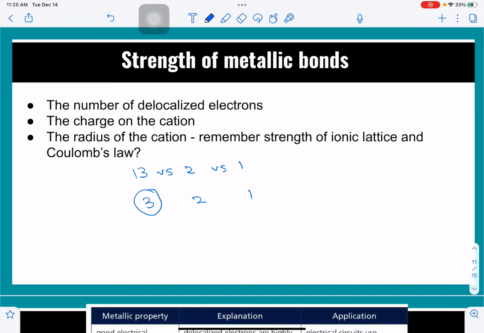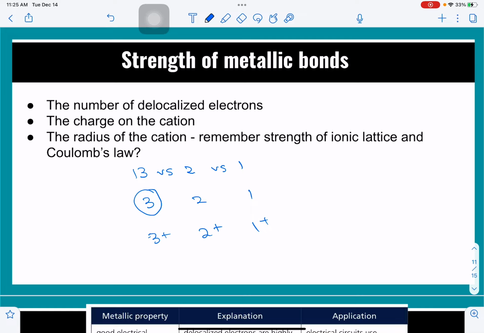Okay, the other thing is the charge that's left over after it loses electrons. So if you lose 3, you get a 3 plus charge. If you lose 2, you get a 2 plus charge. And if you lose 1, it's a 1 plus charge. So again, the higher the charge, the stronger the attraction or the metallic bond.